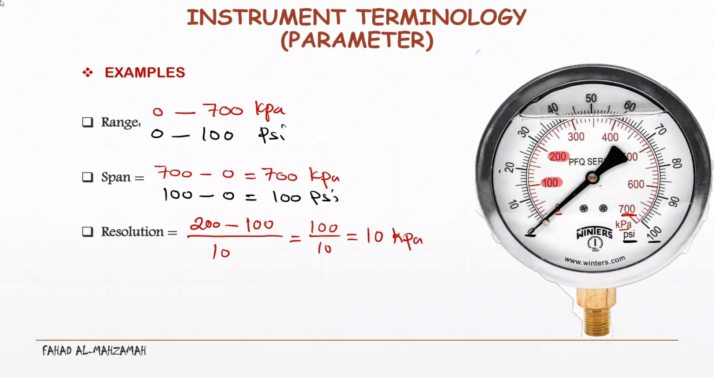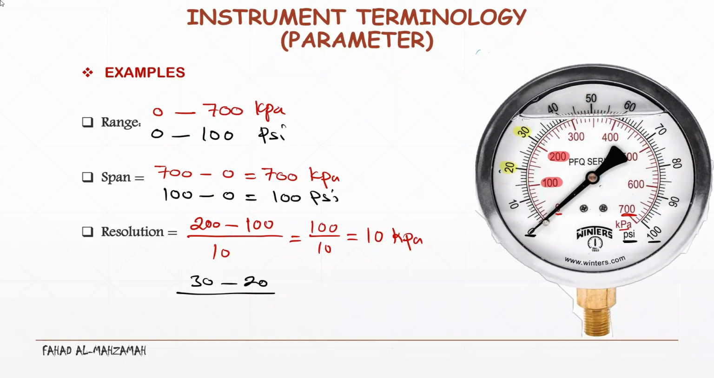The resolution: take any two consecutive values, for example 20 and 30, and let's count the spaces between them. But before that, let me write 30 minus 20, which is the difference between these two values, divided by the number of spaces between them. Let's count here: 1, 2, 3, 4, 5, 6, 7, 8, 9, 10.